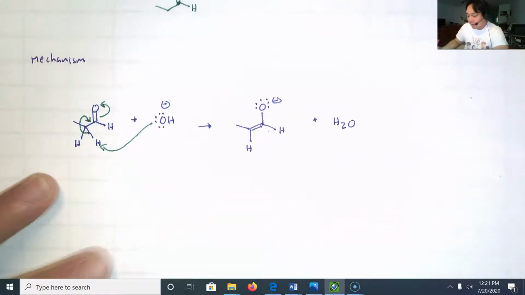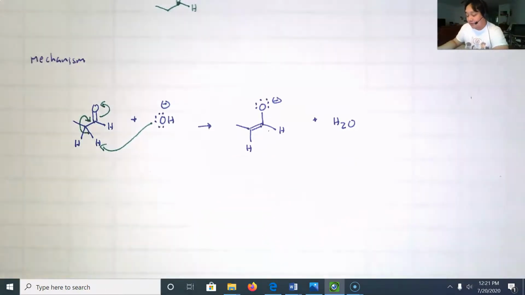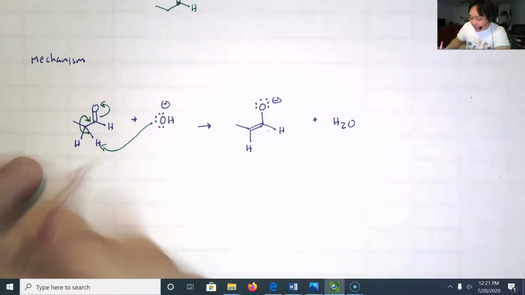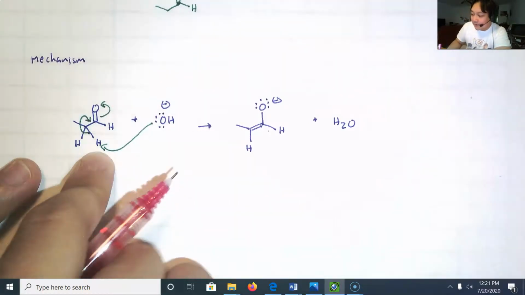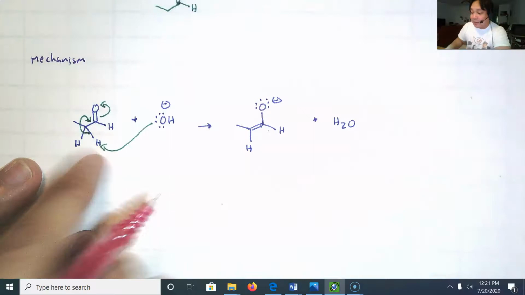In pink, let me give you a couple notes because this is what's interesting. The pK of this, we said, was around 20. No, of an aldehyde, around 17.